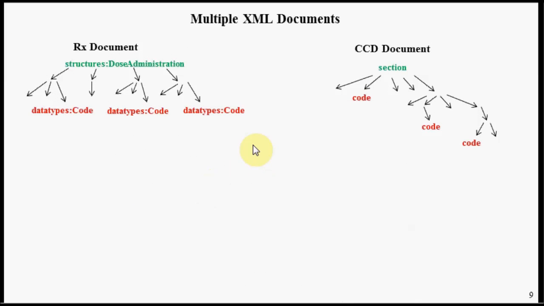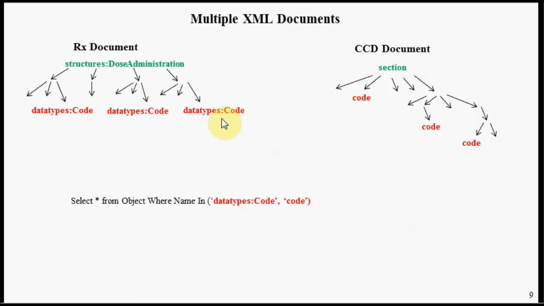So now we've looked at two XML documents, both in the healthcare field, both containing code information. Let's say I would like to write a query that pulls code information from both of these documents. Well, I could do the following: select star from object table, where name in, and now I have a comma separated list of the names of the attributes in both documents.